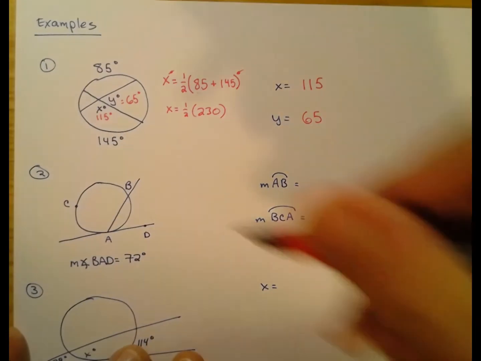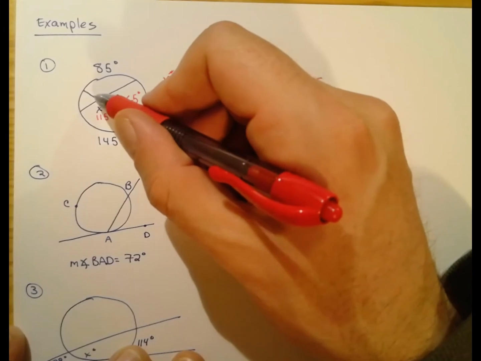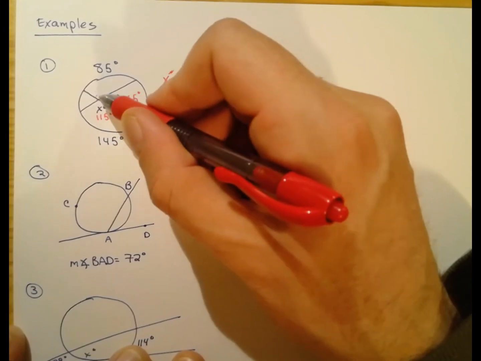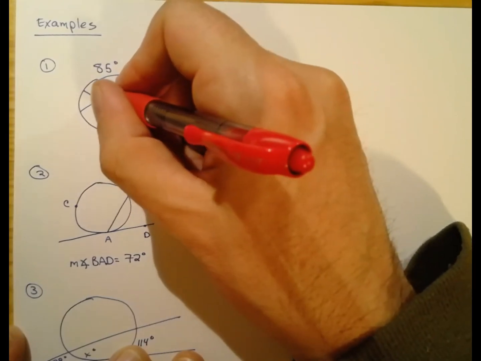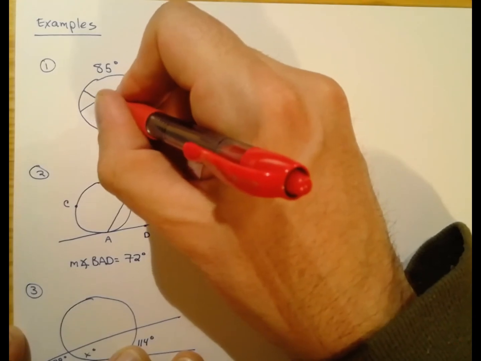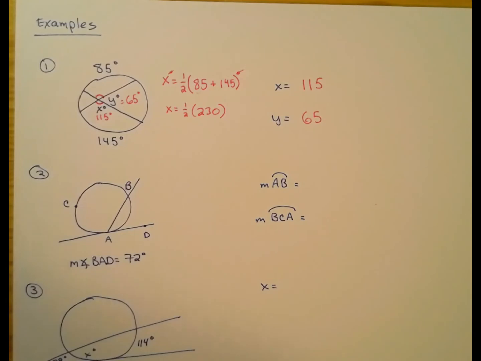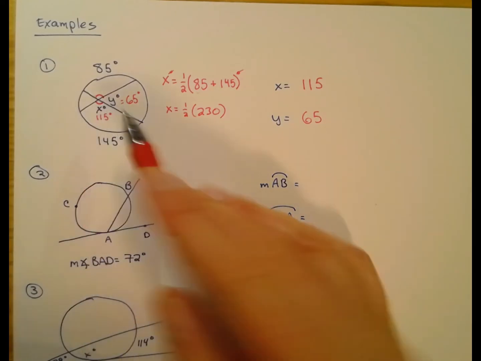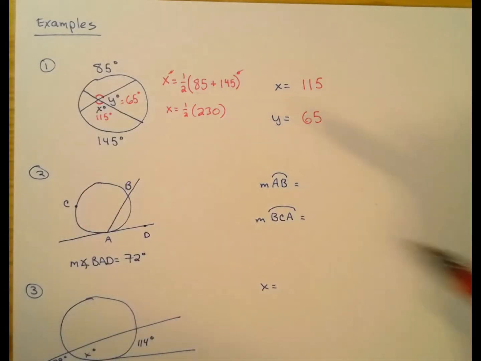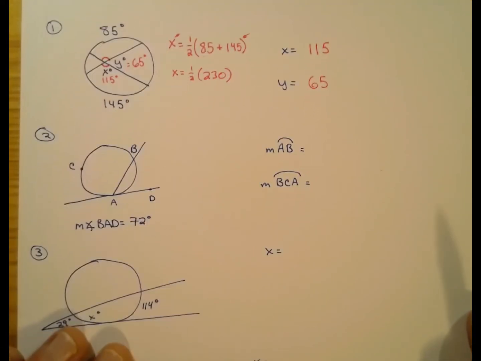All right, so again, x and its vertical angle partner are both the average of the two intersected arcs. And then the other linear pair angle has to be the supplement of the original angle you just found.